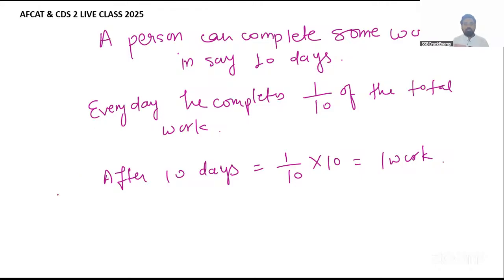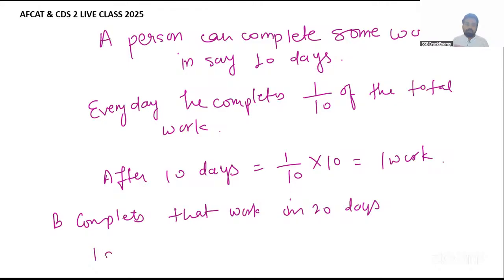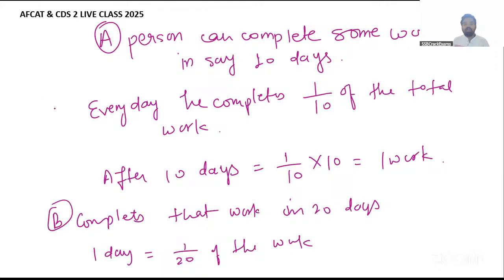And suppose another person, say B, completes that work in 20 days, then it means in one day he completes 1 upon 20 of the complete work. So if we combine A and B together, then how much time will they take? So first we will find their 1 day work. Say 1 upon 20 is B's 1 day work, and 1 upon 10 is A's 1 day work. You can clearly see it is 3 upon 20 of the complete work they can do in a single day.